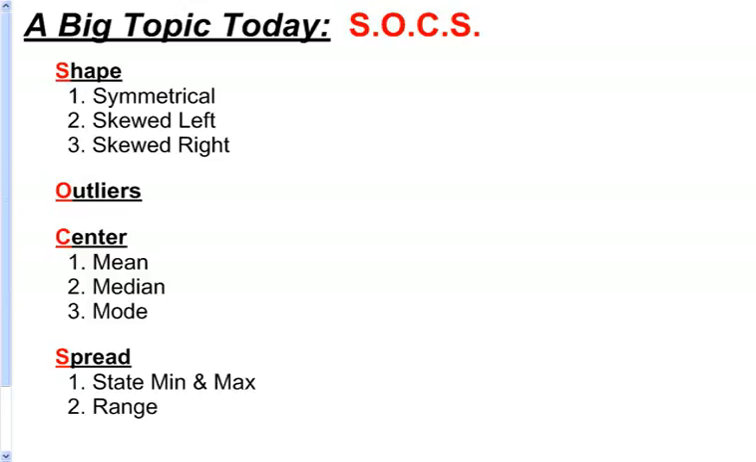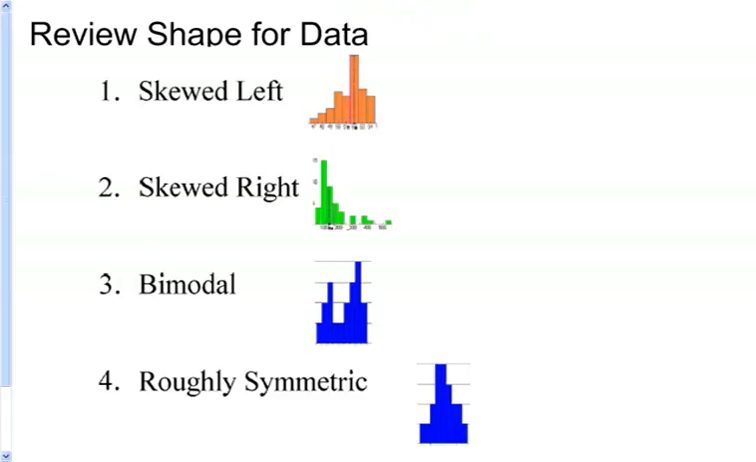So keep in mind SOCS. You'll be asked to talk about SOCS in lessons, questions, and things like that. It's shape, outliers, center, and spread. So let's talk about shape a little bit. There's really kind of four main ideas when we talk about shape.